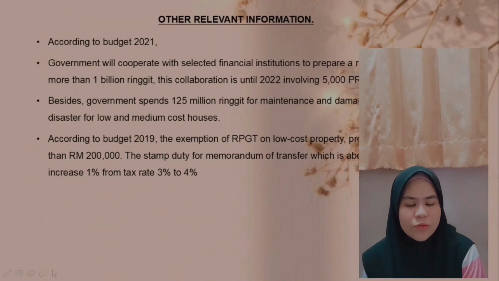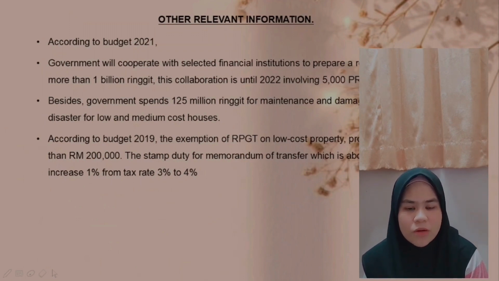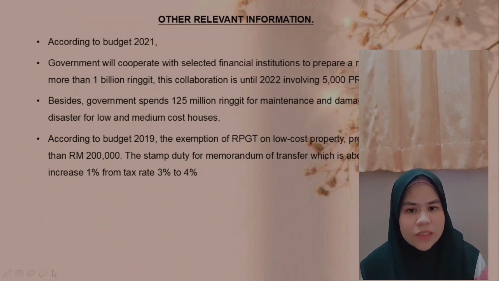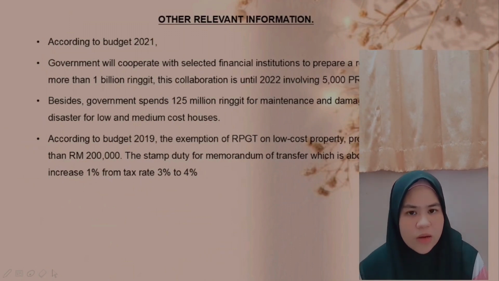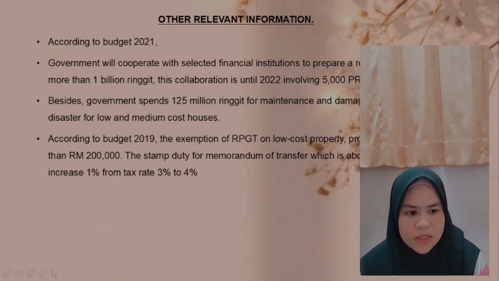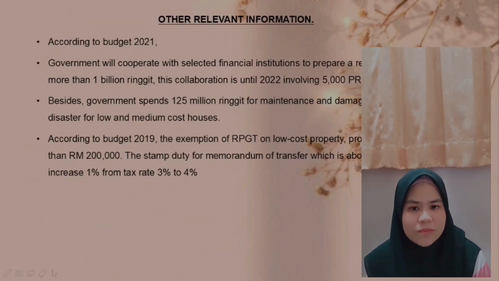The government also spends 125 million ringgit for maintenance and damage from natural disasters for low and medium cost houses. According to Budget 2019, the RPGT exemption is on low cost property priced below 200,000 ringgit. The stamp duty for the memorandum of transfer above 1 million ringgit will increase by 1%, from a 3% to a 4% tax rate.